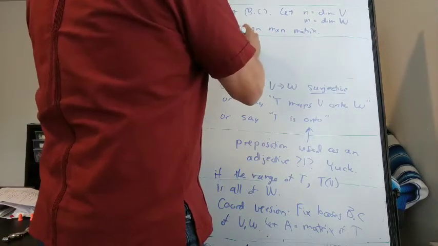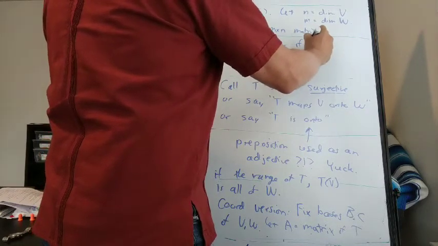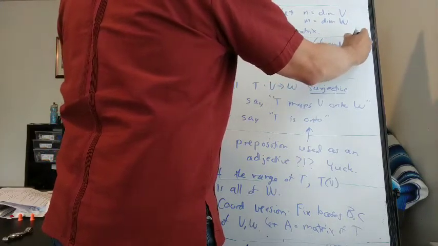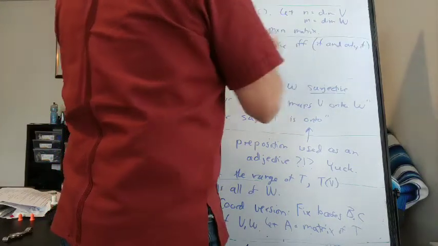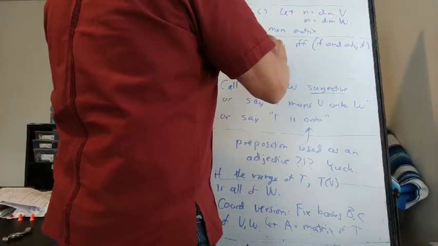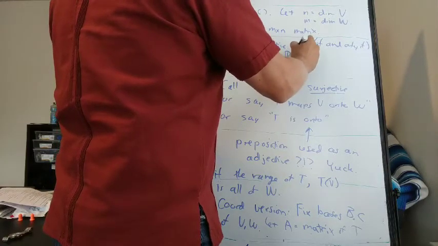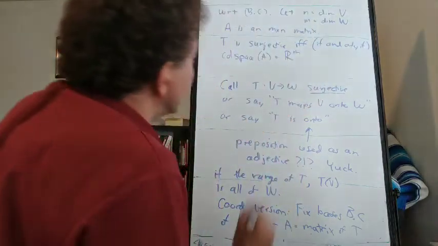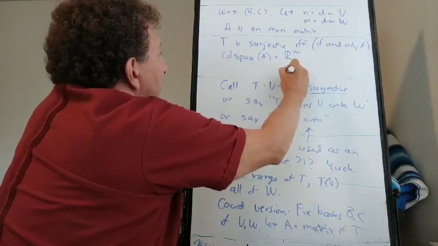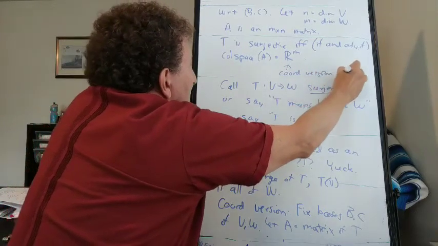And T is surjective if and only if the column space of A is all of R^m. So R^m is the coordinate version of W.